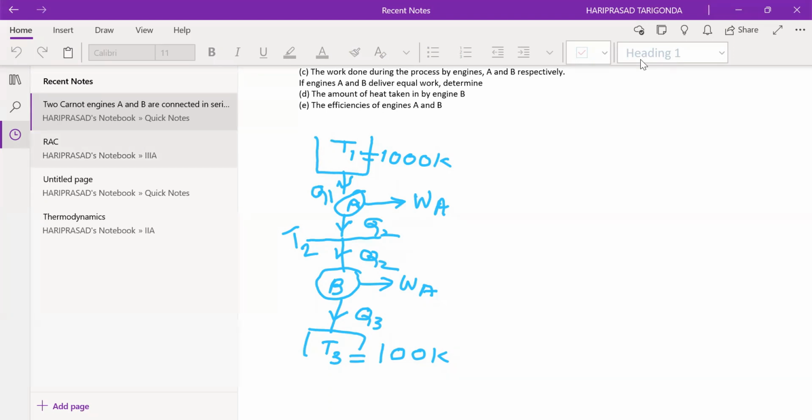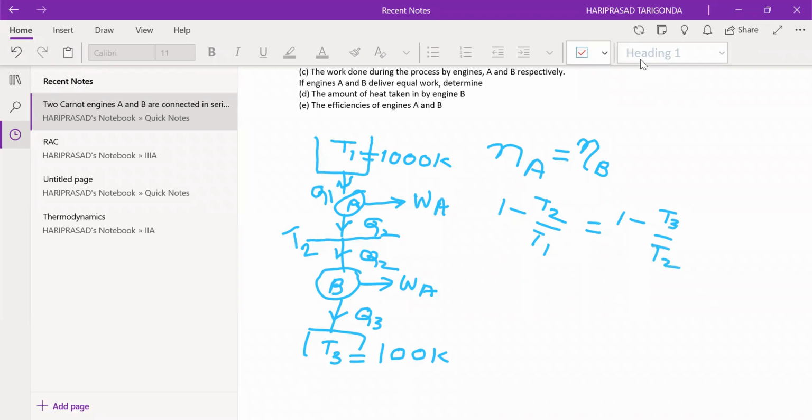The condition here is that efficiencies are equal. That is, the efficiency of A is equal to the efficiency of B. So what is the formula for the Carnot efficiency of A? 1 minus T2 by T1 is equal to 1 minus T3 by T2. Like this you will get.